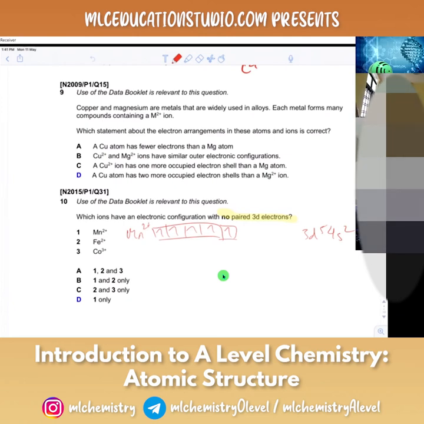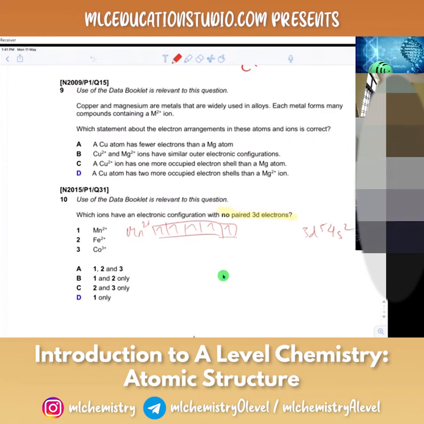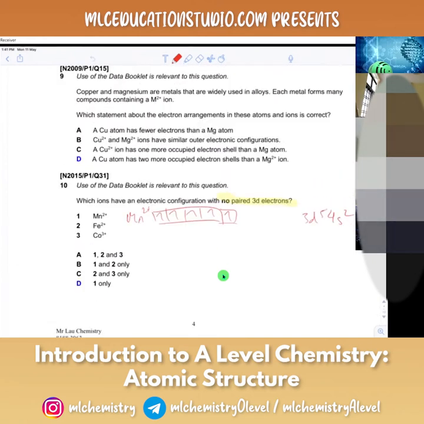Nine is D, okay or not? Any question for that? Also correct. Which one? Number C. Tell me the configuration for copper 2+. 3d7? Right, how come until 3d7? Because they lost 2 electrons. From where? From 3d9. Then your 4s?